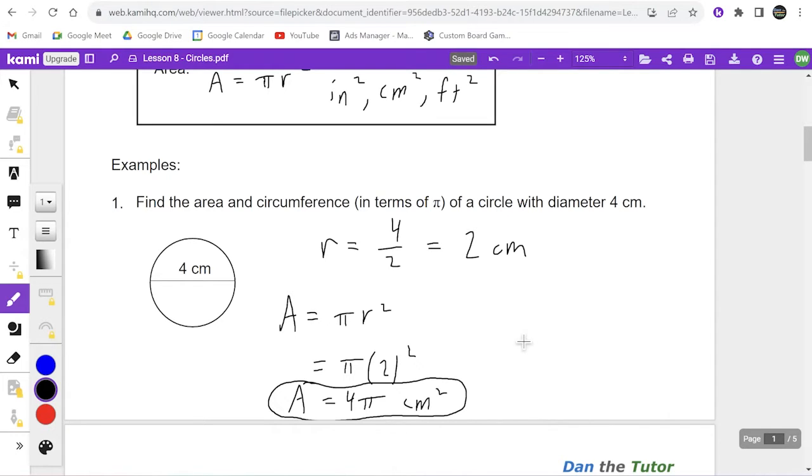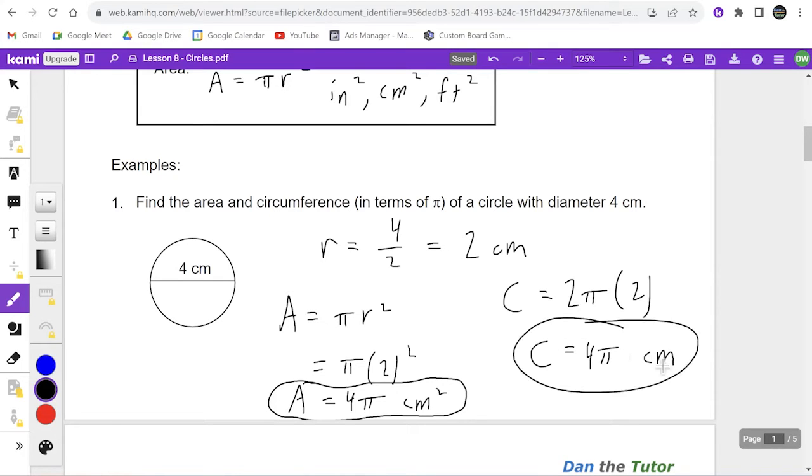And now for the circumference, I'm going to say C equals 2 pi r. So C equals 2 pi times radius 2. And that's also going to give me 4 pi. What a coincidence. But the difference is the units. The units are not centimeters squared. It's just centimeters because circumference always has units of centimeters.